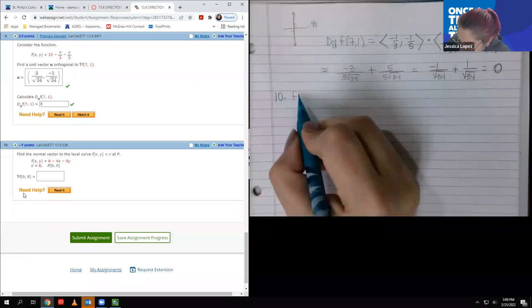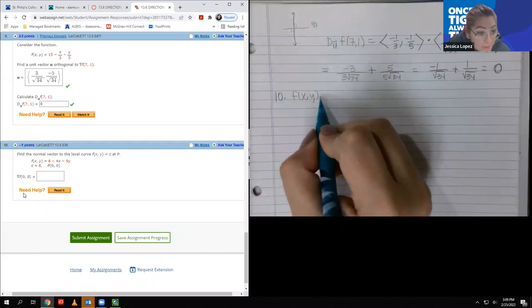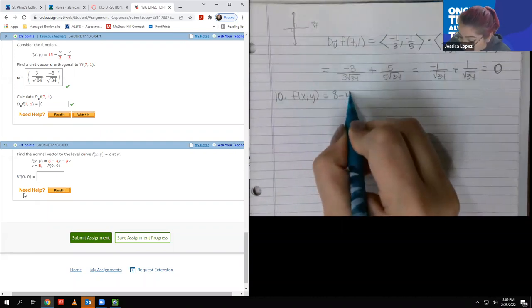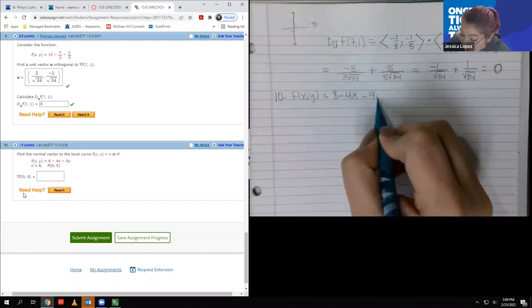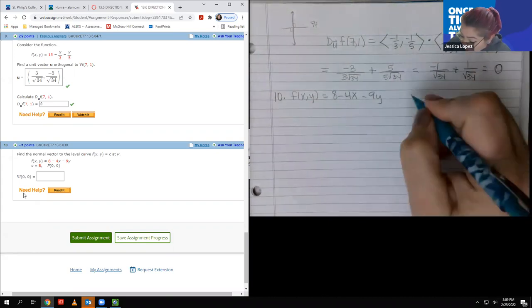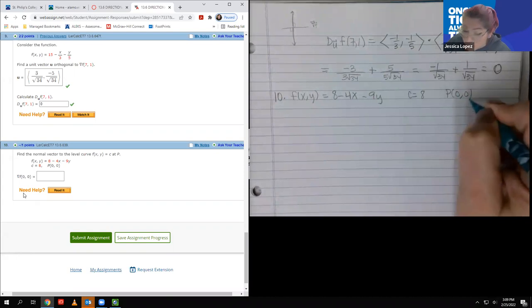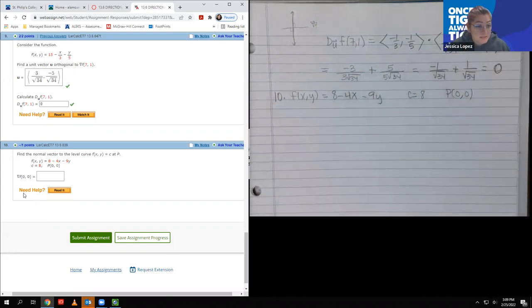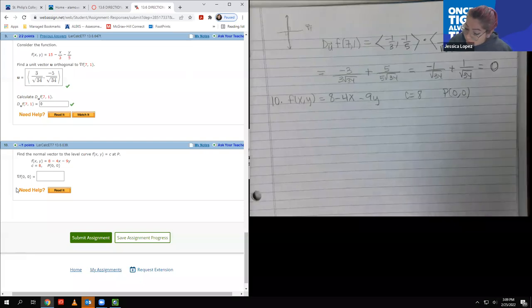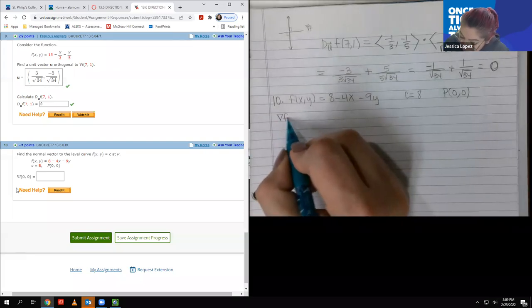Now number 10. We have f of x, y equal to 8 minus 4x minus 9y. And we have c equal to 8 and we have p equal to (0, 0). And it says, find the normal vector to the level curve f of x equals c. So in order for me to do that, I am going to have to find the gradient. So we're going to need our gradient of f.